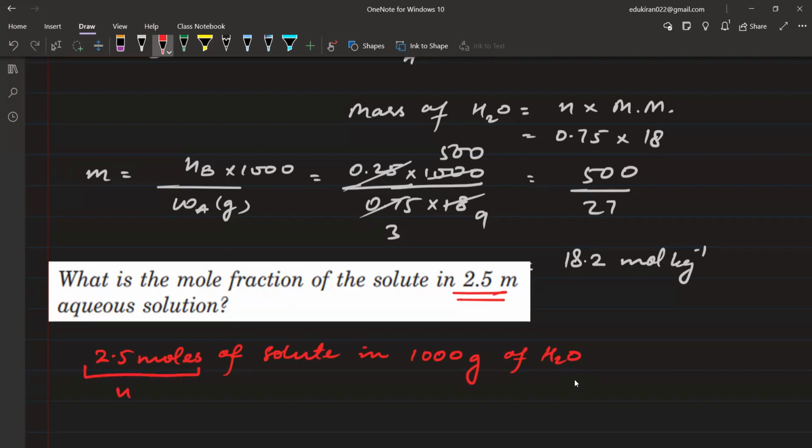You have got the number of moles of solute. From 1000 gram of water, you can get the number of moles of solvent as 1000 divided by 18. Okay? NB you have, Na you have, the mole fraction of solute can be found. Please calculate this.